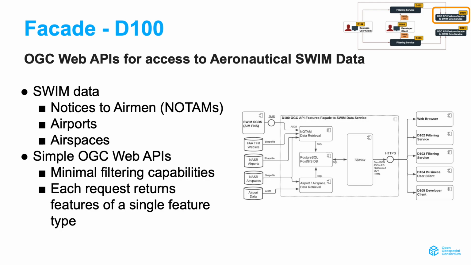The data APIs are facades to existing SWIM data, which were originally set up in OGC Testbed 17 and which have been updated in Testbed 18. This component provides three APIs to access SWIM data: for NOTAMs, or notices to airmen, for airports, and for airspaces. The APIs have been configured as minimal OGC Web APIs for sharing feature data. That is, only the first part of the OGC API Features standard is supported, the core. Only simple filtering of the data is supported. In addition, vector tiles are also provided to support using the data in maps.